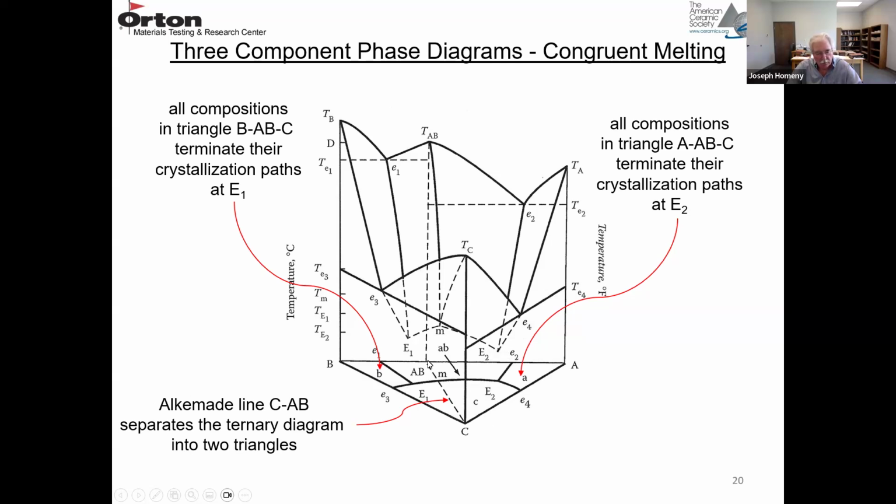And then with this alkemade line from AB to C, the phase fields AB and C are adjacent. It separates the diagram into basically two ternary phase diagrams. One is B, AB, C, and the other one is C, AB, A.